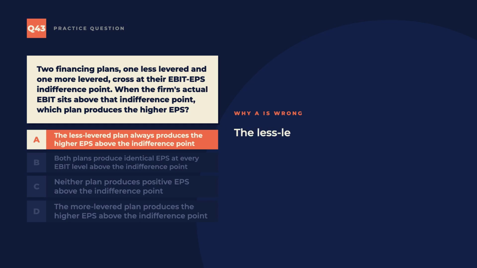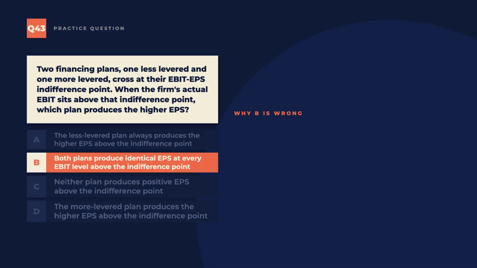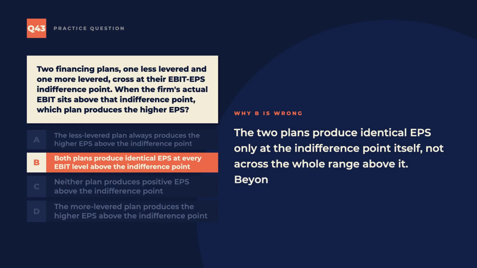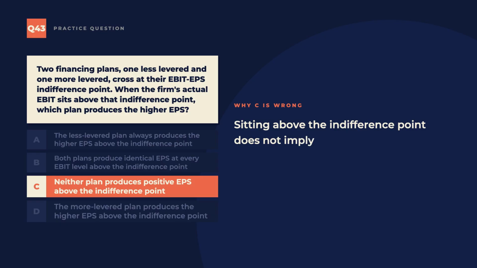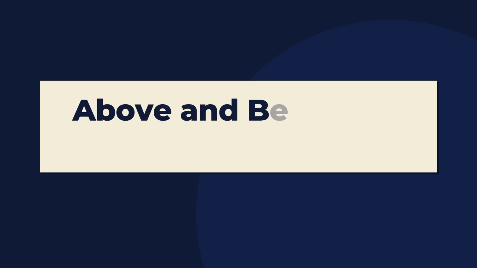A is wrong because the less levered plan wins below the indifference point, not above it. Above the crossover, more debt produces the higher EPS. B is wrong because the two plans produce identical EPS only at the indifference point itself, not across the whole range above it. Beyond that point, they diverge. C is wrong because sitting above the indifference point does not imply negative EPS. Both plans can be profitable there. The more levered one simply earns more per share.